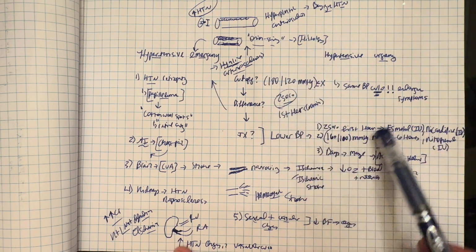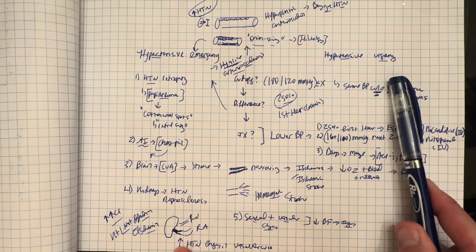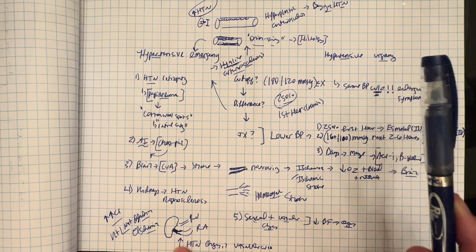And then finally, you have hypertensive urgency, again, 180 over 120 or greater. The big difference being this doesn't have any end organ damage being present.